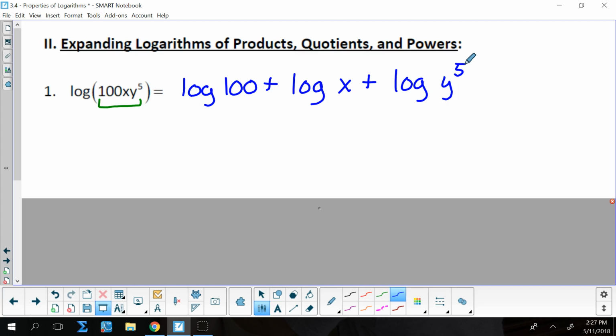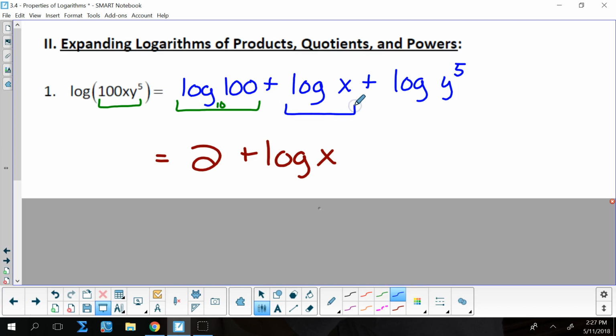Now I ask myself, so now I've got it expanded out, now I just need to make it look nice and pretty. Okay? So this particular log here, what exponent would I have to put onto 10, because remember that's log base 10 there, to get 100? Well, that is 2. So that one becomes 2. Log of x is just log of x. Okay? There's nothing that I can do to this particular one.